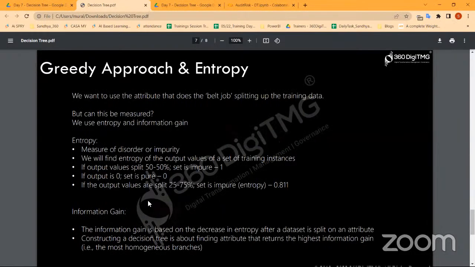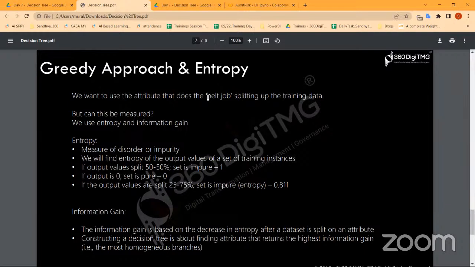So let me go on to the next slide. Yeah, so next we have something called entropy, friends. And entropy helps us to identify the best attribute, or it helps us in the splitting of the tree. As you can see, we want to use the attribute that does the best job of splitting up the training data. This can be measured using entropy and information gain. You might have heard about entropy in your school days, when talking about solids, liquids and gases.